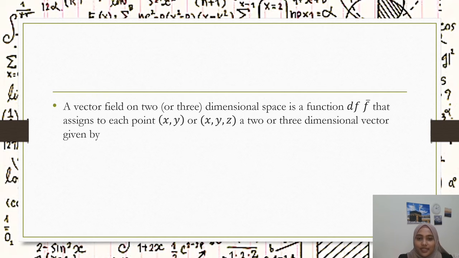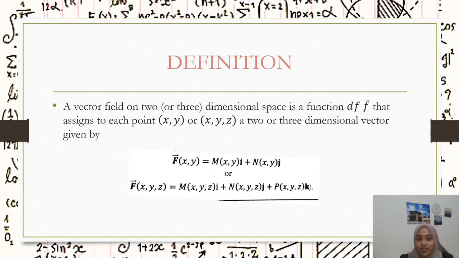So basically, what is the definition of a vector field? As I mentioned before, a vector field on 2 or 3 dimensional space is a function F that assigns to each point, whether 2 coordinates or 3 coordinates, a vector. It is given by the formula F(x,y) = M(x,y)i + N(x,y)j for 2 coordinates. However, F(x,y,z) = M(x,y,z)i + N(x,y,z)j + P(x,y,z)k. These are the basic formulas for a vector field.